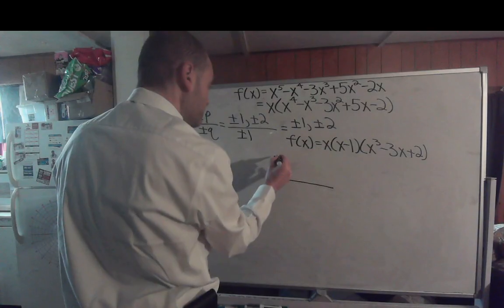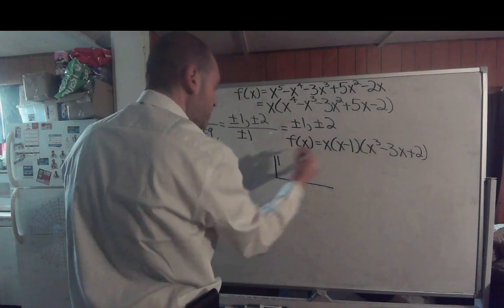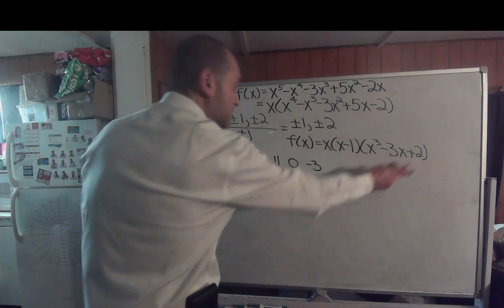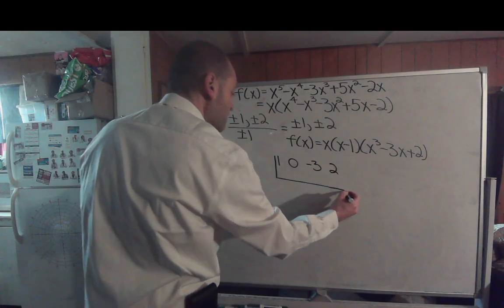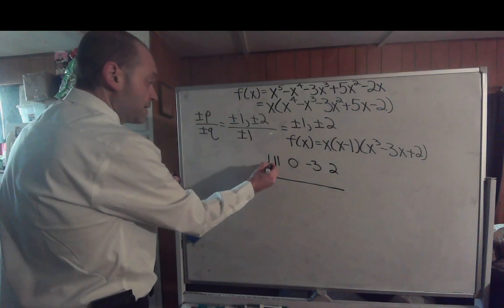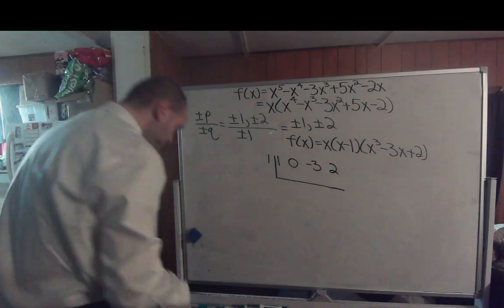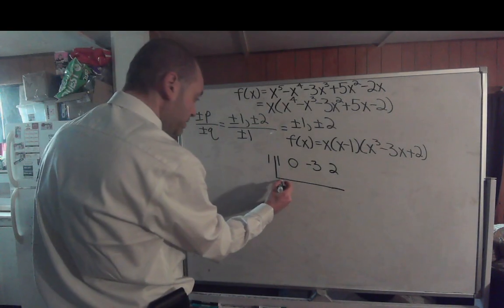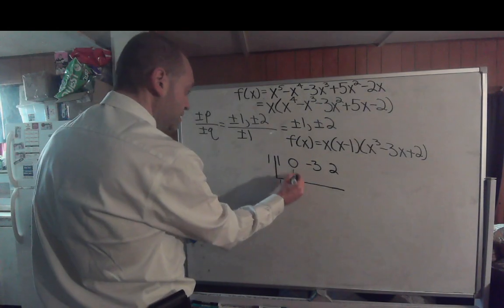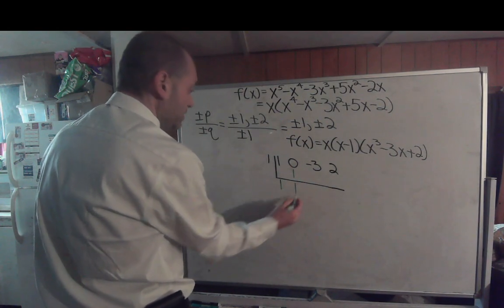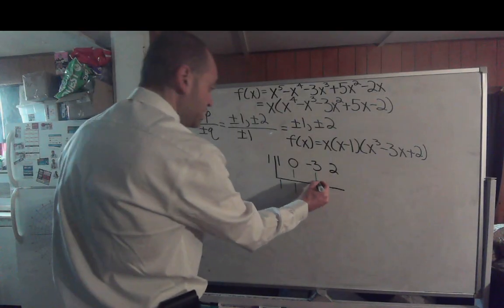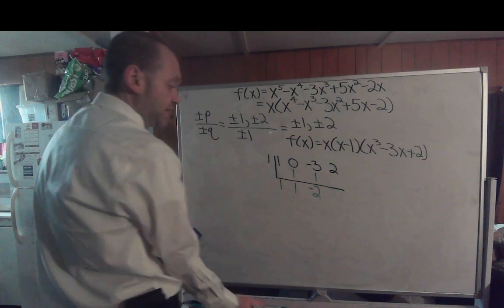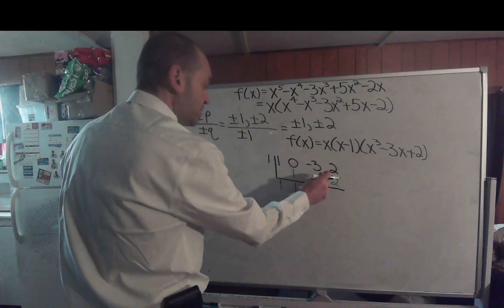Coefficient of x to the 3rd is 1. X squared, you have a coefficient of 0. X to the 1st is -3. Constant term is +2. So why don't we try 1 again? So let's go ahead and bring down that 1. 1 times 1 is 1. 0 plus 1 is also 1. 1 times 1 is 1. Negative 3 plus 1 is negative 2. 1 times negative 2 is negative 2. Well, 2 minus 2 is 0.